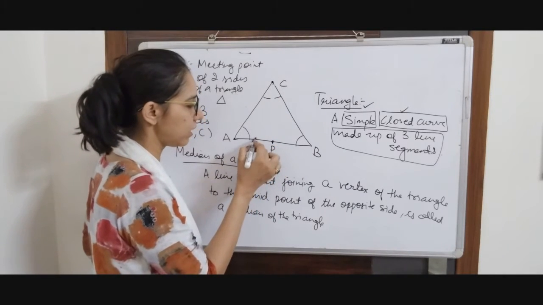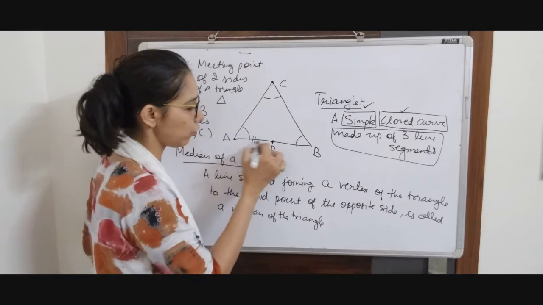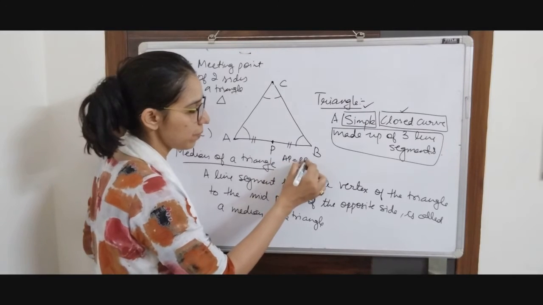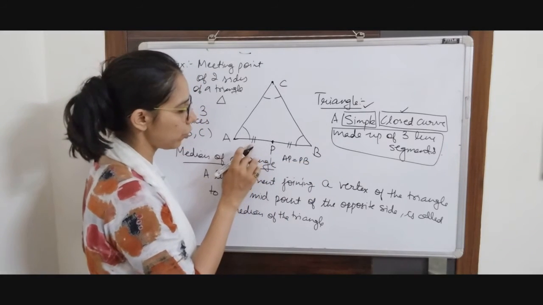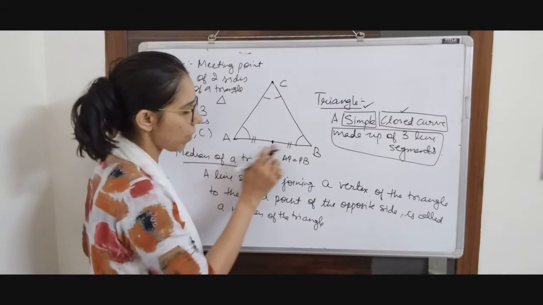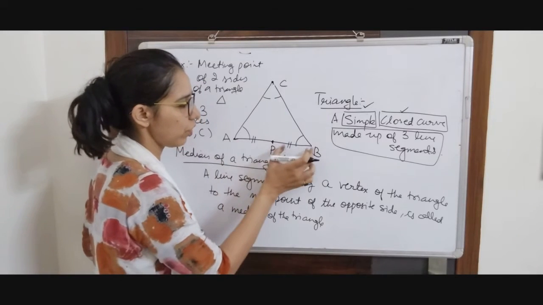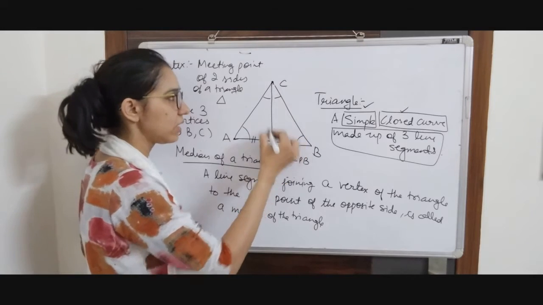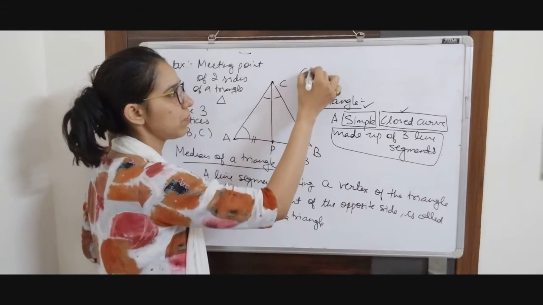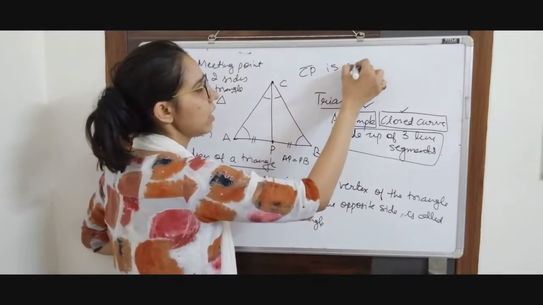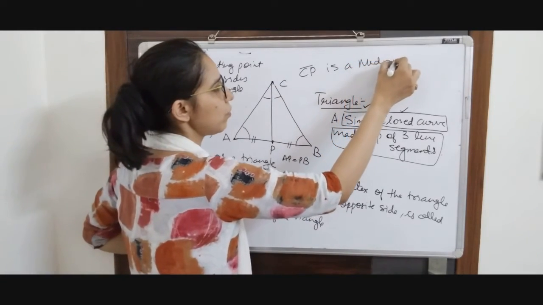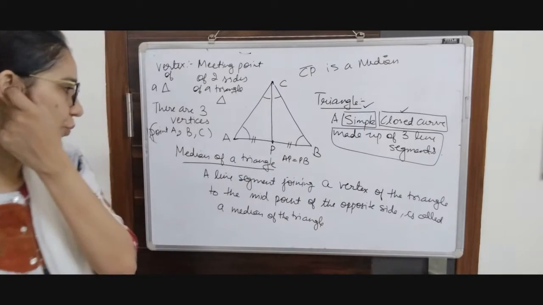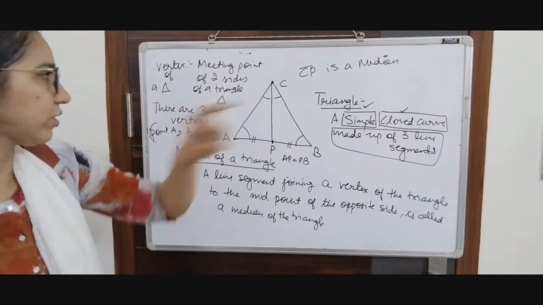Suppose this one is the midpoint, and it is P. If P is the midpoint, this line segment AP is going to be equal to PB. If AP is equal to PB, we put bars like this: 2 bars here, 2 bars here. It means this side is equal to this side. If we join C and P, this CP is a median. This line segment will be a median. Now I joined this point and I got CP.